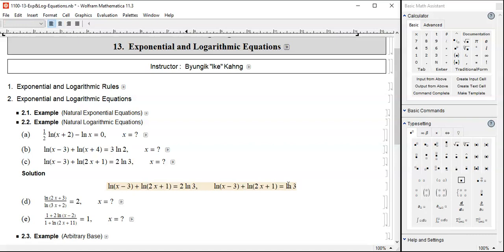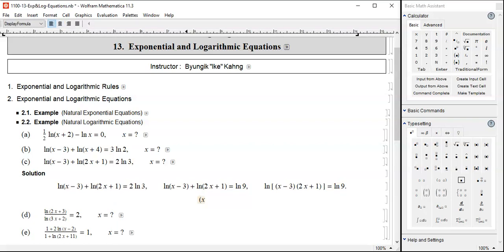So this becomes 3 to the second power, and 3 to the second power is 9. Log of (x minus 3)(x plus 1) is equal to log of 9. So we have log of a equals log of b. We can remove those logarithms by taking the exponentials. So we get (x minus 3)(x plus 1) equals 9, and there goes a quadratic equation to solve.